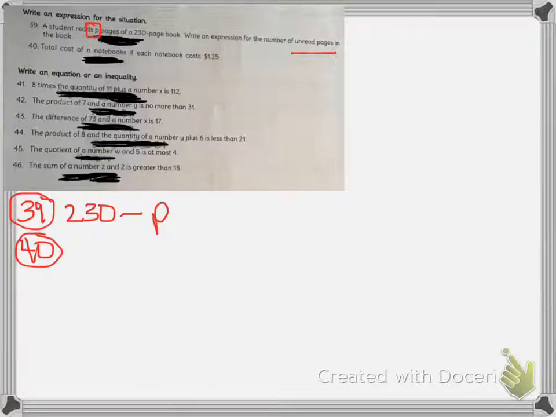40 asks us, total cost of n notebooks if each notebook costs $1.25. So we know each notebook is $1.25 times however many notebooks we have. So $1.25 times n. So if you were at a store and you were going to buy 5 notebooks and you knew each one cost $1.25, you would multiply 5 times $1.25.